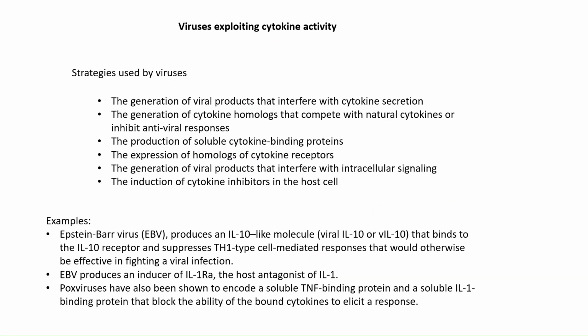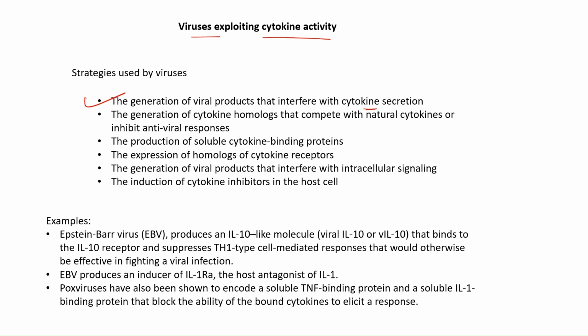Now, apart from having all these protective systems in our body, we still get attacked by pathogens, and we still get diseases. So there are viruses that exploit the cytokine activity to invade our body. Now what are the strategies used by various viruses? The first is generation of viral products that interfere with cytokine secretions. That means whenever we have a viral attack, our body will produce cytokines to call other cells of our body to that position so that the other cells can kill the virus.